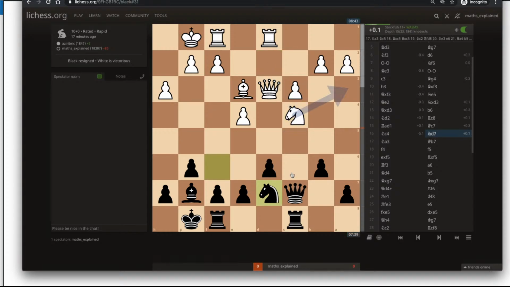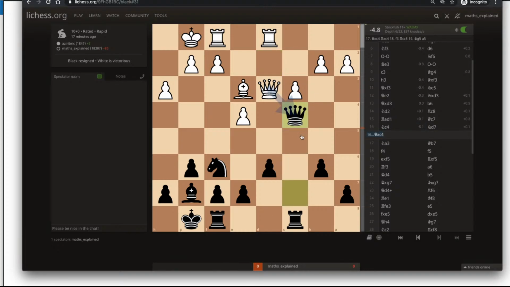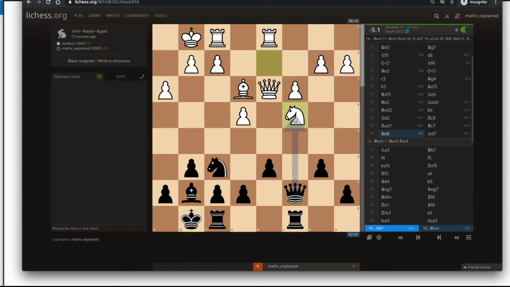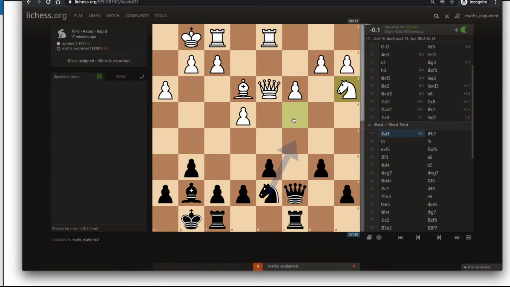So, oh my god, did I miss a free piece? I missed a free piece. That's a free knight. Oh wow. That would have been completely winning. I missed a free piece. Pathetic. Ugh.